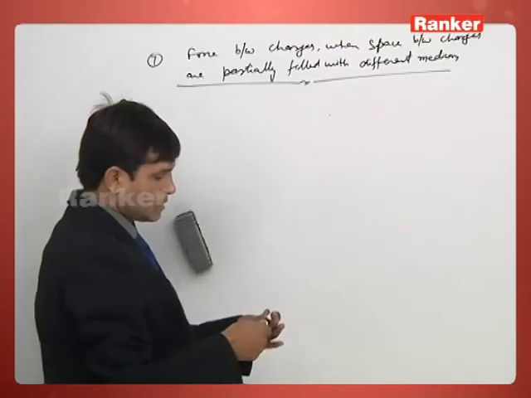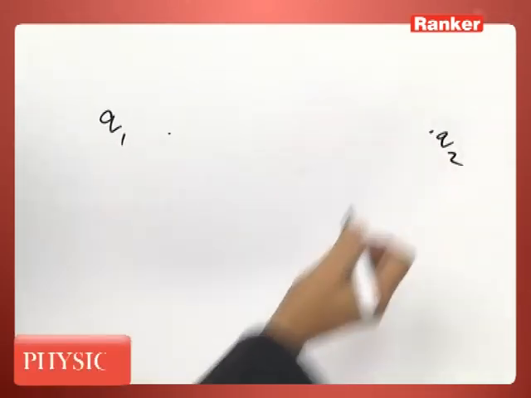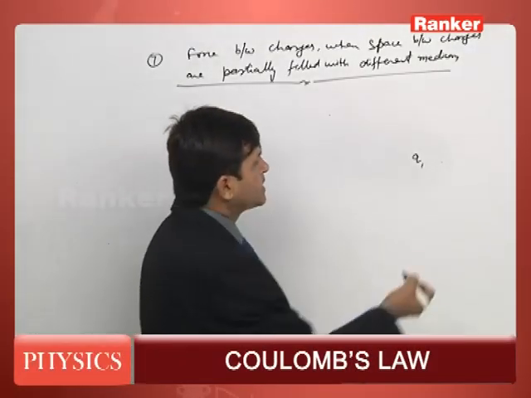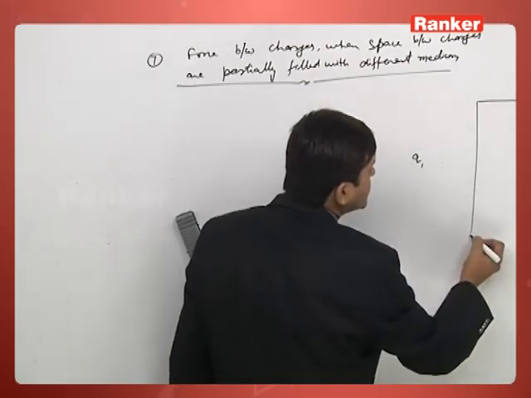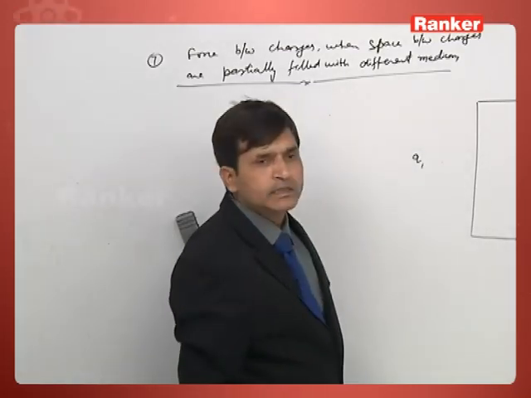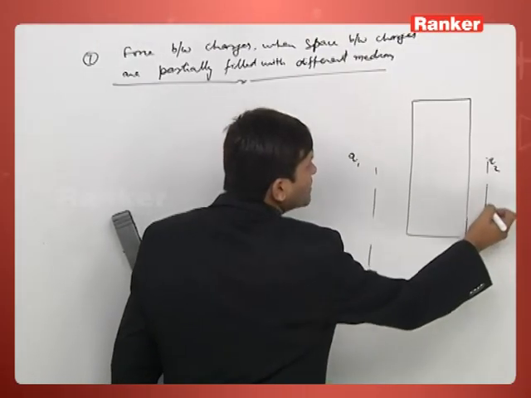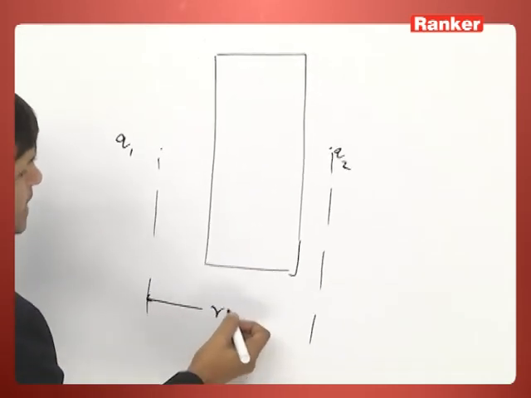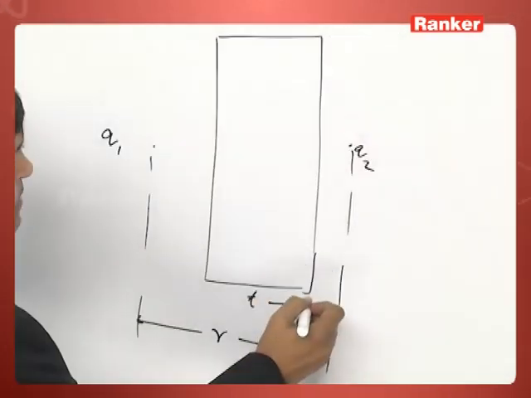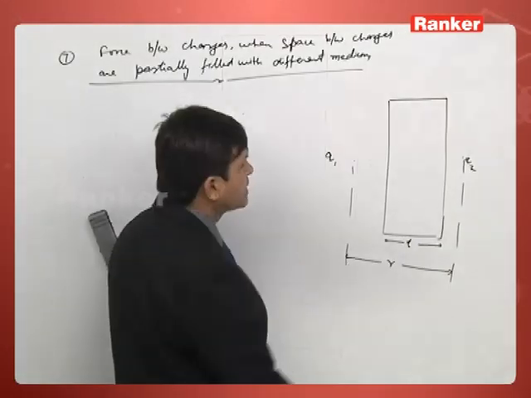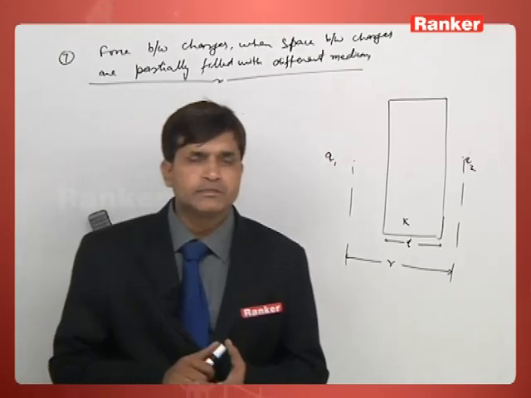See, the meaning of this point is, suppose Q1 and Q2 are the two charges and the separation between these two is R, but the space between the two charges is filled with a certain medium, and that medium does not completely fill the space. That medium partially fills the space. Let the distance between the two charges be R, but we have filled a medium with thickness T only, and the dielectric constant of the medium is K. Now, how do we calculate the force between the two charges?